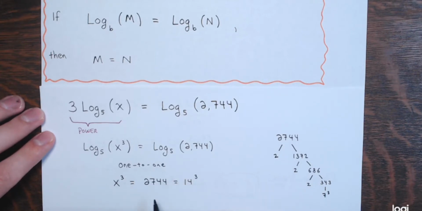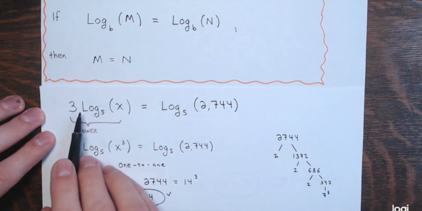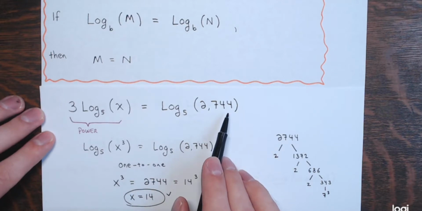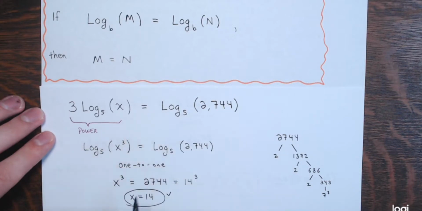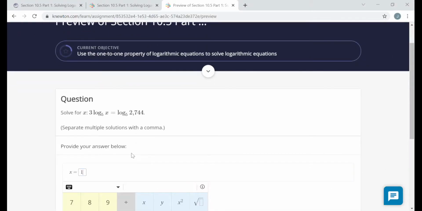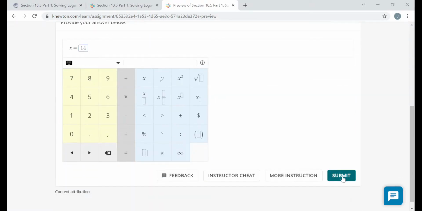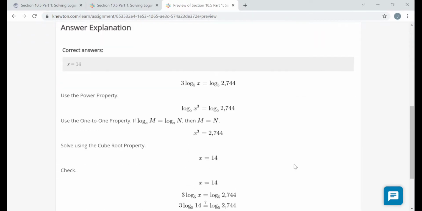is 14 cubed. So the answer here is 14. The solution is 14, taking the cube root of both sides. And then don't forget to check. If I plug in 14 for x back in the original equation, and you can punch these in a calculator if you want, just to double check, 3 times the log base 5 of 14 should be equal to the log base 5 of 2,744. So back in the assignment, putting in 14 for our solution. Great. And once again, please read through the answer explanations.